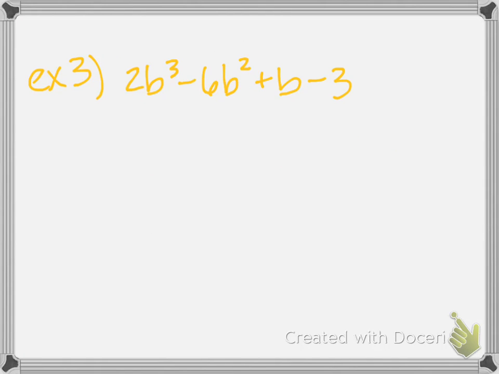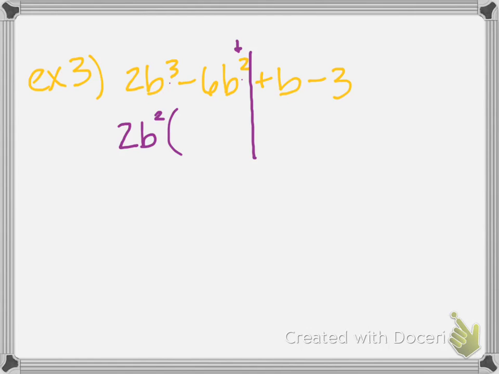All right, next one. Always check for a GCF first. Looking through these 4 terms, there is no number that multiplies to 2, 6, 1, and negative 3. So we're going to draw our line down the middle. We want the number that multiplies to 2 and 6, which is going to be 2. They each have a variable, so we're going to take out the smallest exponent, which would be b squared.